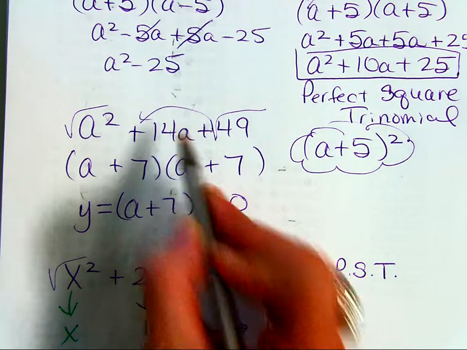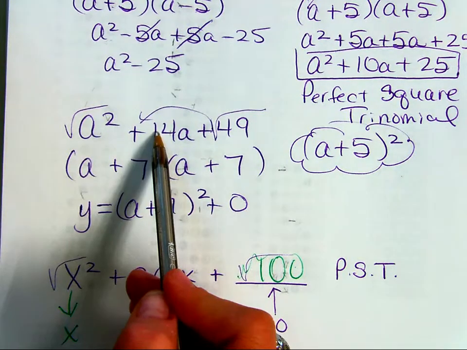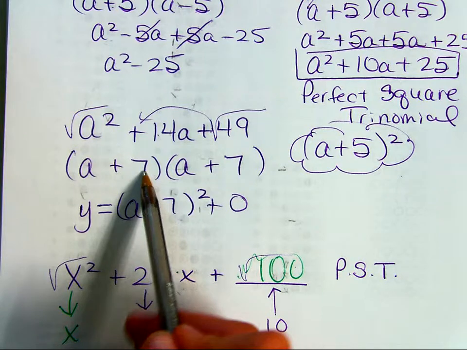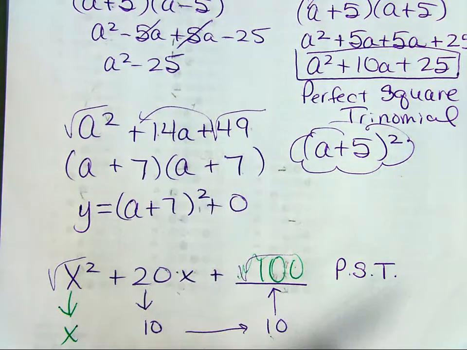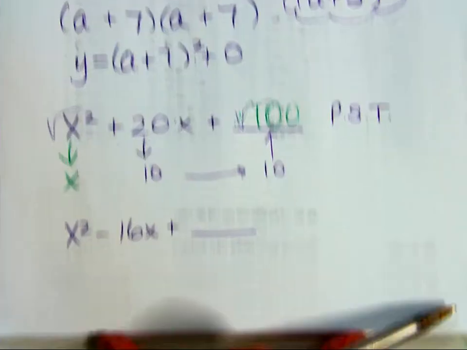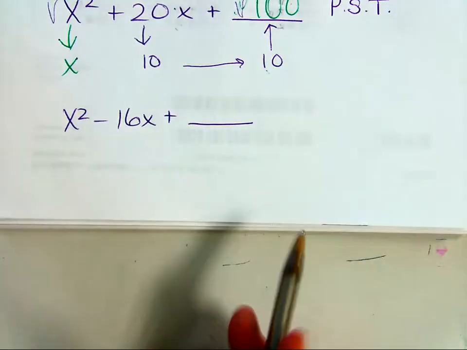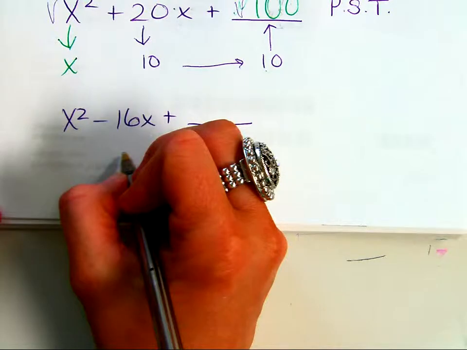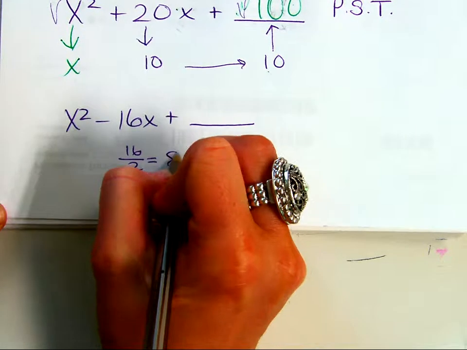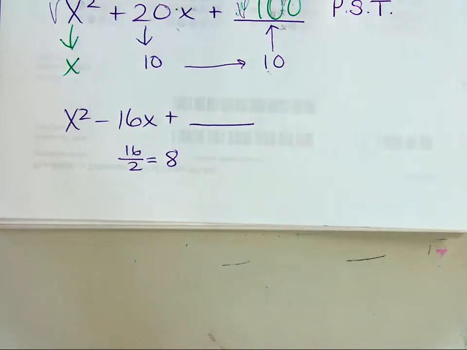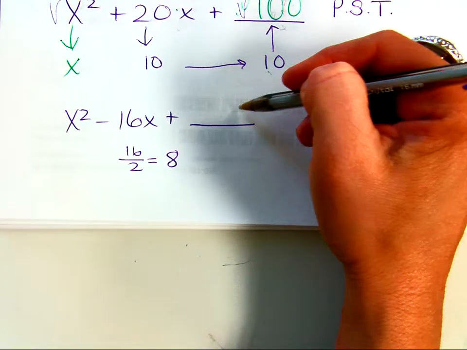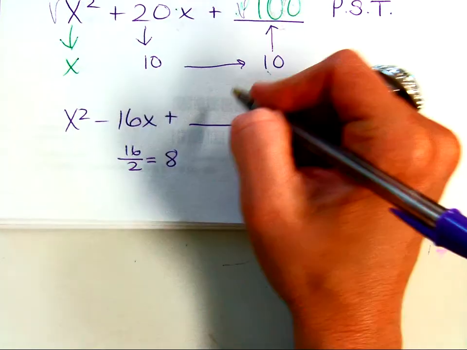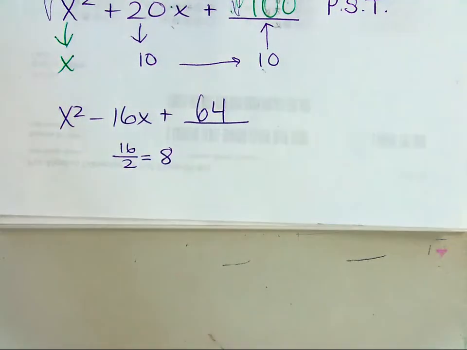So 14 was doubled. Actually, something was doubled to get 14, and it was 7. And then 49 came from that 7 squared, right? So let's undo that process. So instead of doubling, what's the opposite of doubling? Dividing it by 2. So let's take that 16 and divide it by 2. That gives me 8. And 8 is the square root of this number, so this number must be 64.